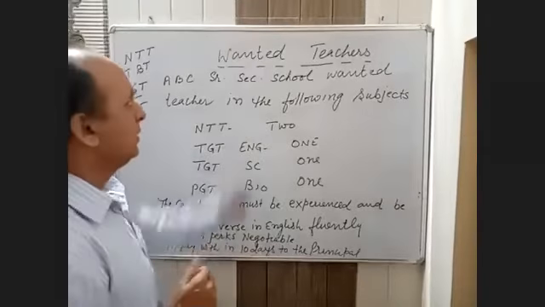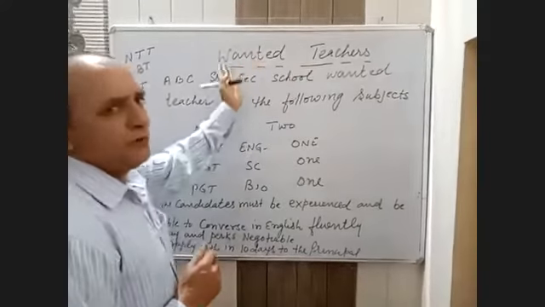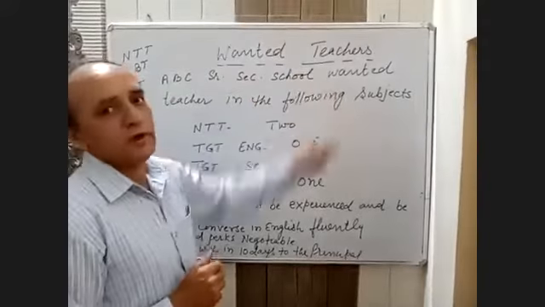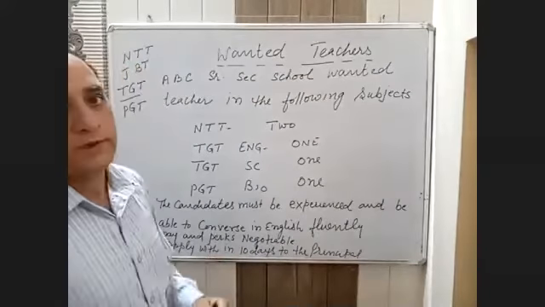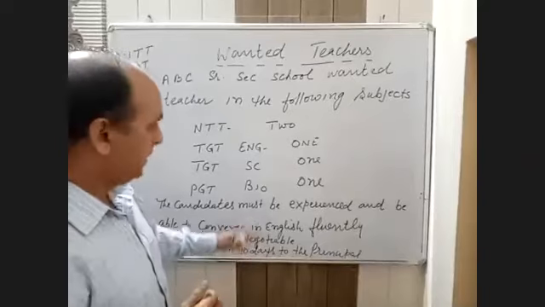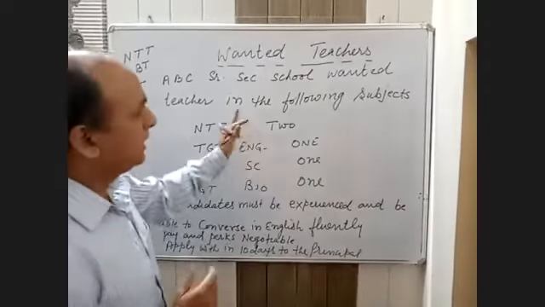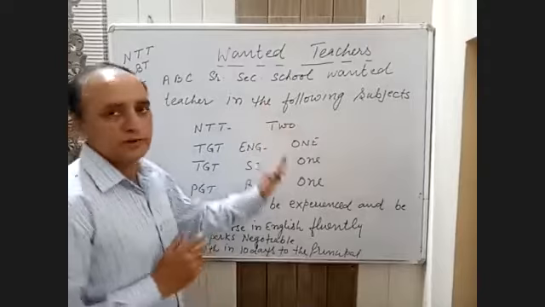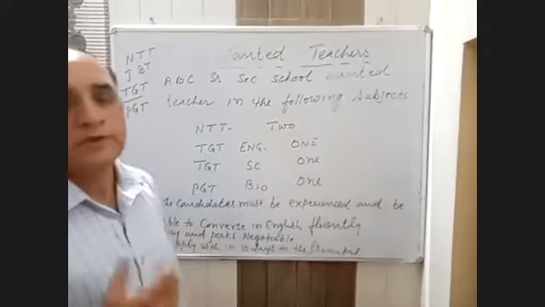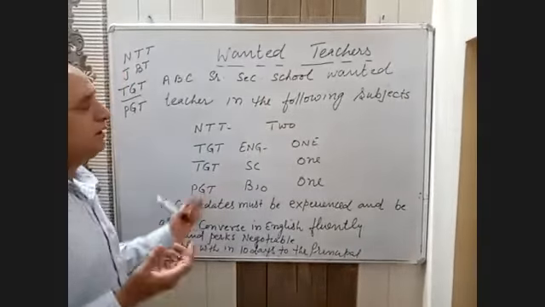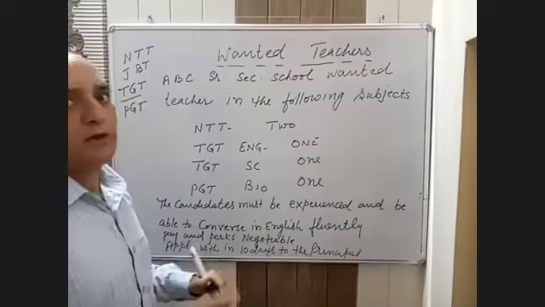Suppose you want any firm, name of the firm, ABC Enterprises. ABC firm required receptionist to work from 7 to 9. Again, what should be the personality? A candidate must be able to speak English fluently and have a pleasing personality. Because receptionists have a pleasing personality and all.